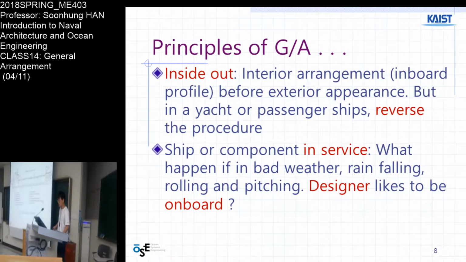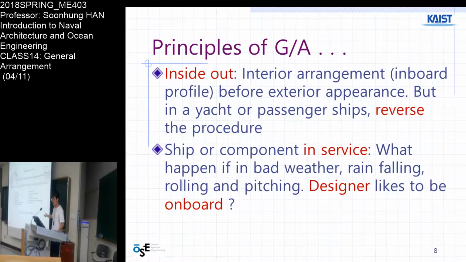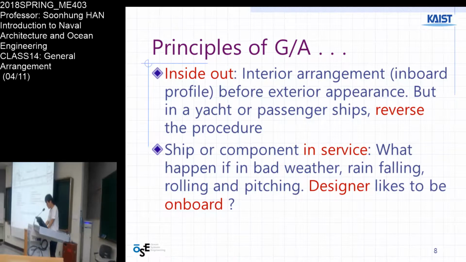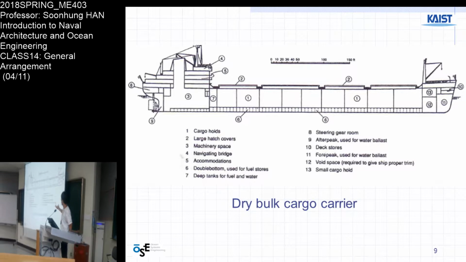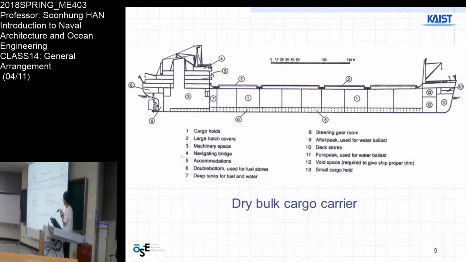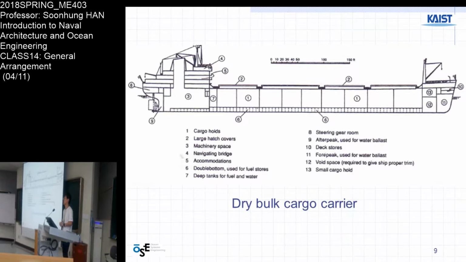This is a drawing for a dry bulk cargo carrier. This is an example of how we have to think about the general arrangement or design of a ship by what cargo they move. Do you know what dry bulk is? Dry bulk is, unlike wet bulk like oil, dry bulk are like rice or grains, and we don't package them. We just put them into containers. Those are dry bulk.